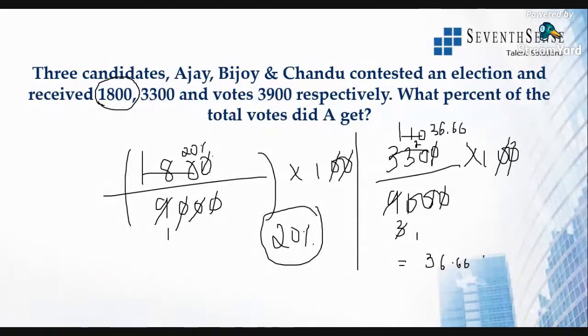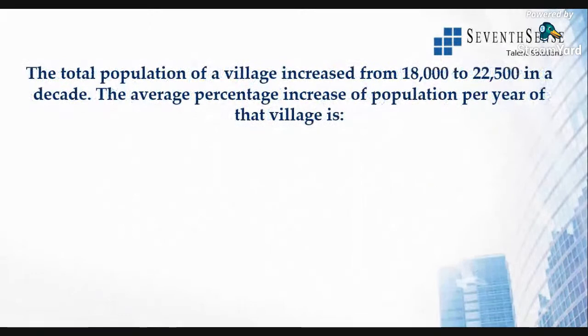36.66%. Right, then C will be added with this 56.66, then C will be 43.44. Directly you can do this. If you add A and B, you will get 56.66, and C will be the directly left out value, so it will be 43.44. All right, so this is the method you can directly apply and check the answer. All right, we'll go on to the next question.